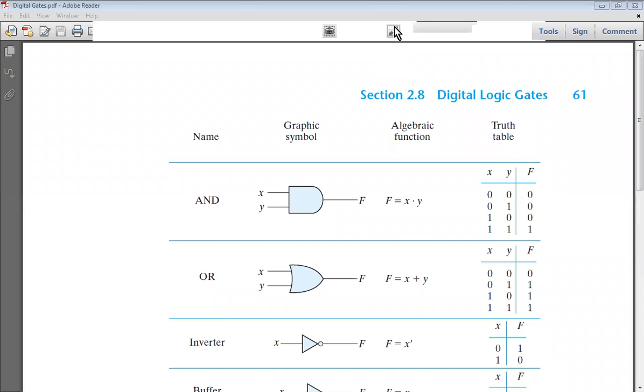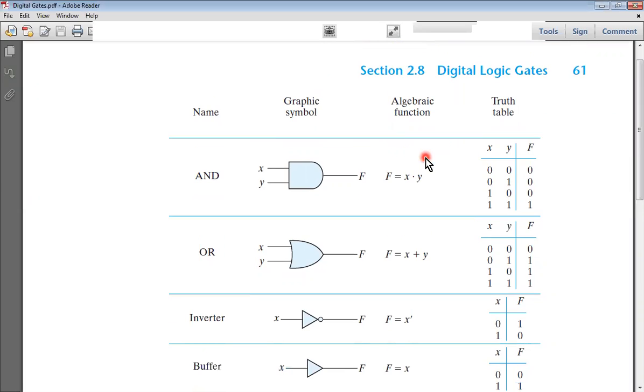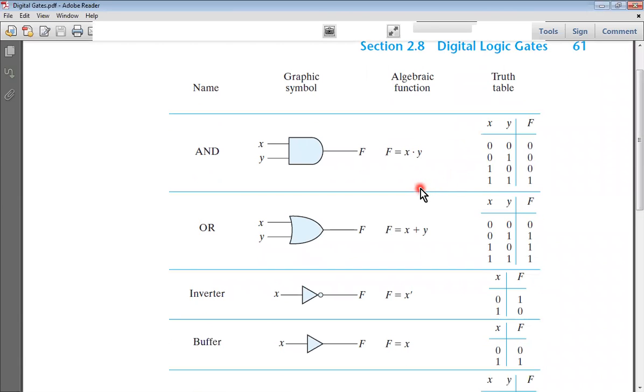Now we will see Boolean algebra. This is our next topic in the course. Before we begin with Boolean algebra, it is good to have some introduction to gates. Logic gates are used in building digital circuits. These are the building blocks of digital circuits, and there are some gates. We will see all those gates now.